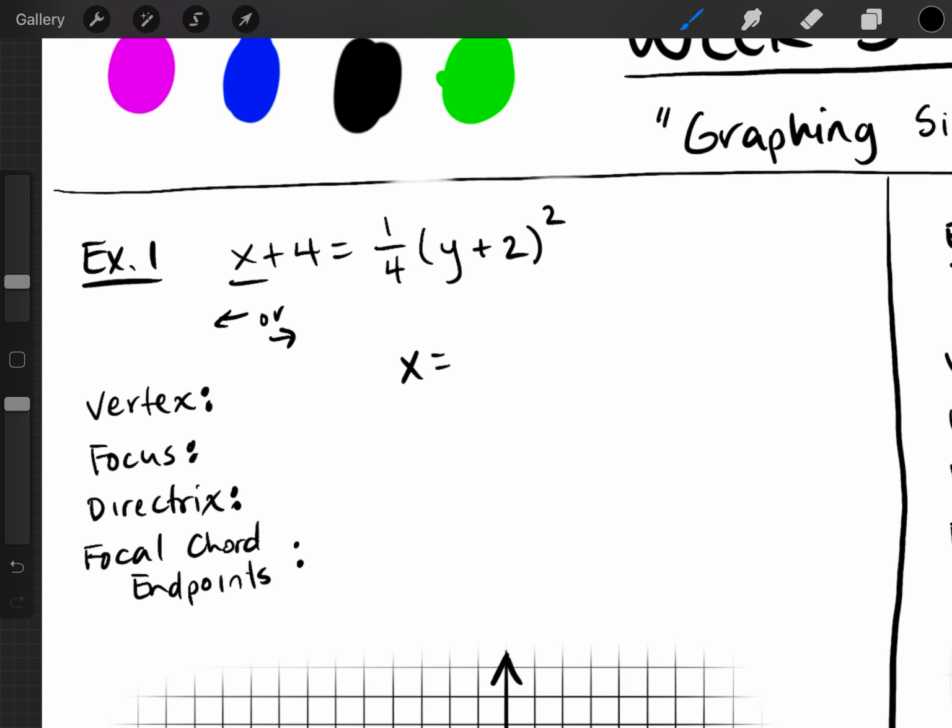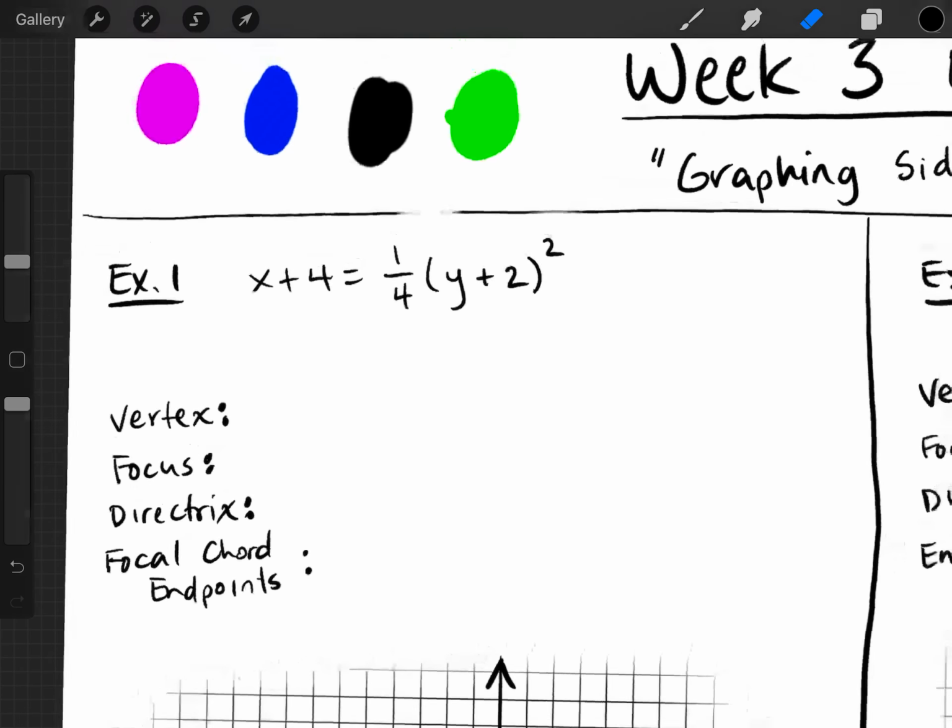So when we end up with an x equals, that means it opens left or right. If it's y equals, it's up or down. Y equals, it's up when it's positive, negative when it's down. When it's opening to the right, it's positive. When it's negative, it's opening down. So that's just a couple of tips for you to think of as we eventually mix these together to figure out which way it opens.